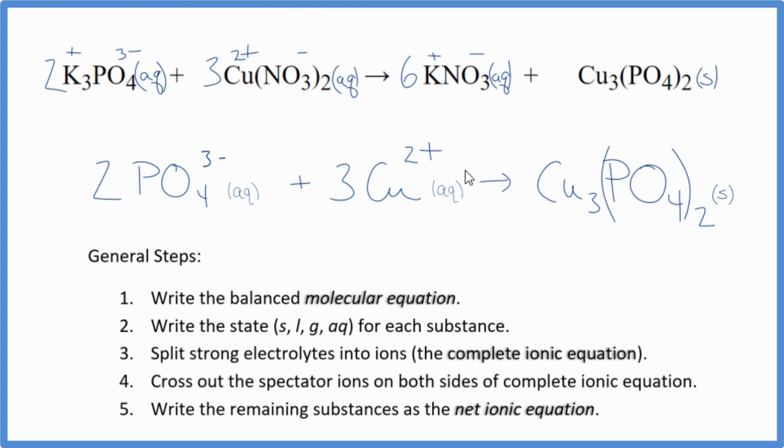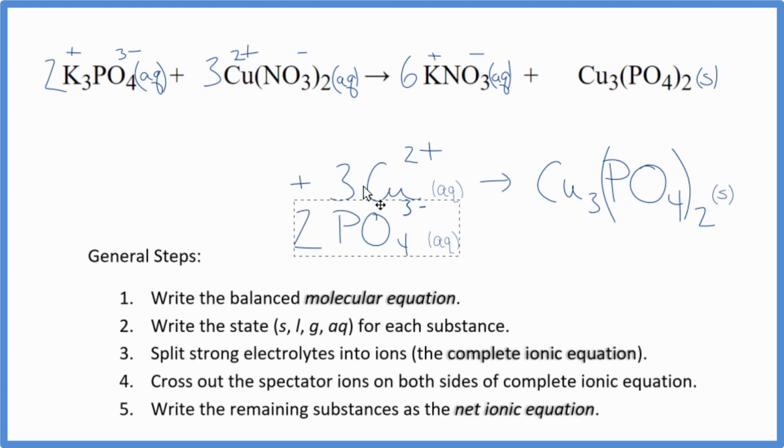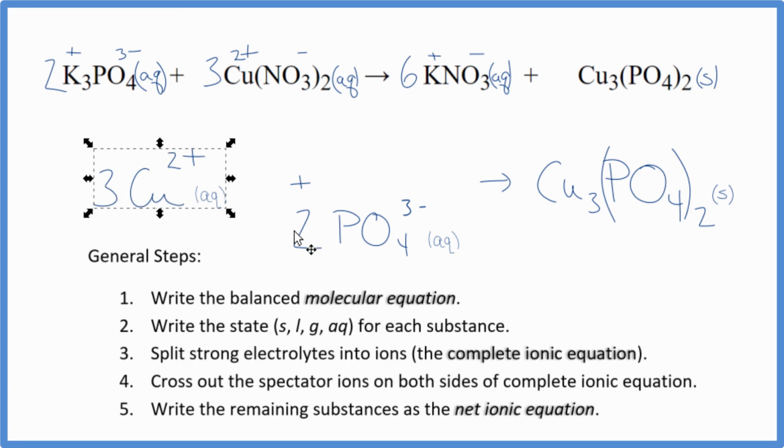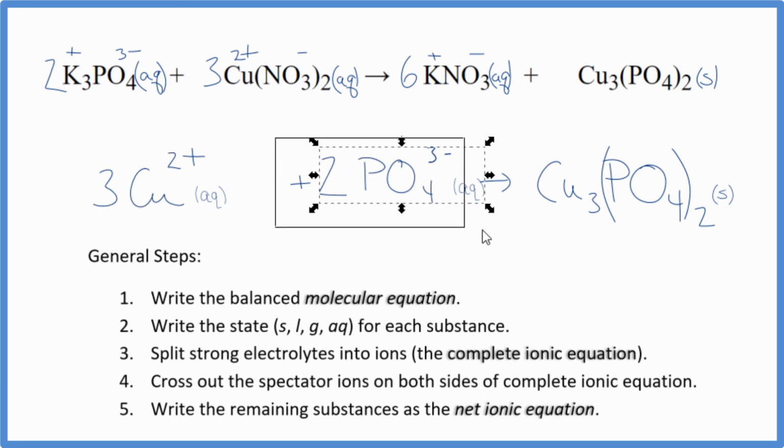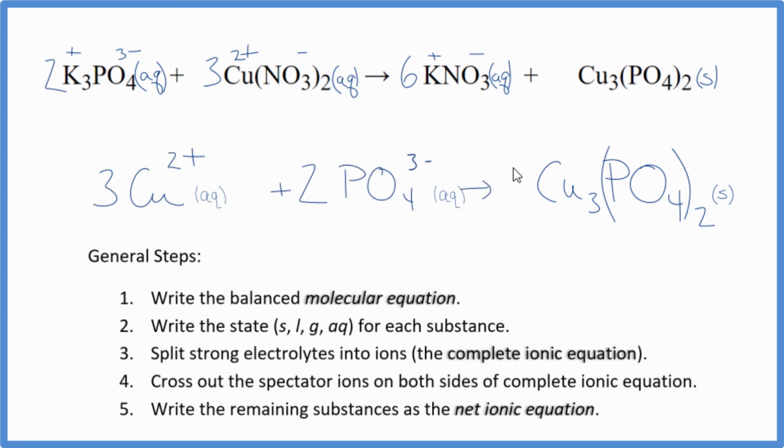Atoms, if you look at those, they're also balanced. Often the positive ion is put first in net ionic equations. It doesn't really matter. Maybe it looks a little bit nicer. But that's it. This is the net ionic equation for potassium phosphate plus copper(II) nitrate.